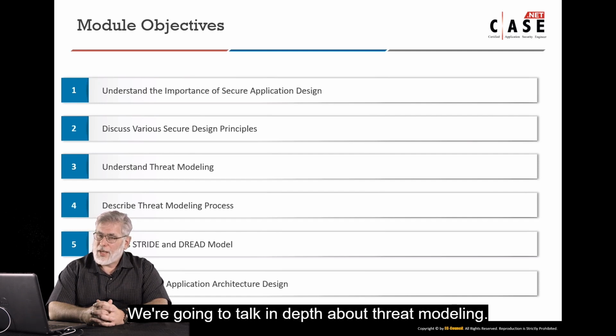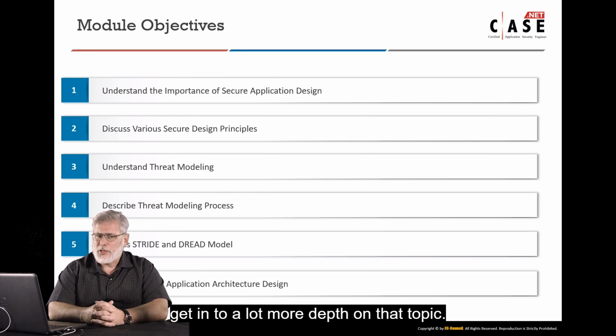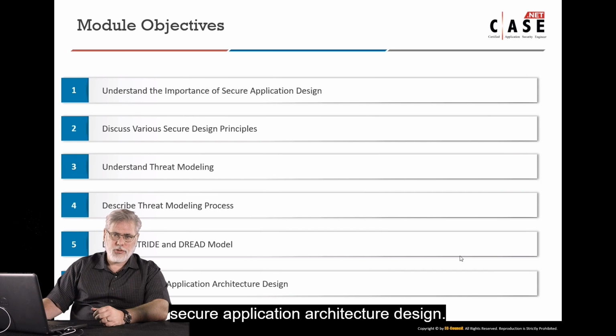We're going to talk in depth about threat modeling. We mentioned that briefly in a previous module, but in this module we're going to get into a lot more depth on that topic. In fact, we're going to describe the entire threat modeling process. We're going to look at two modeling techniques, STRIDE and DREAD, which are acronyms for models that help you understand threat modeling. And finally, we'll describe secure application architecture design.